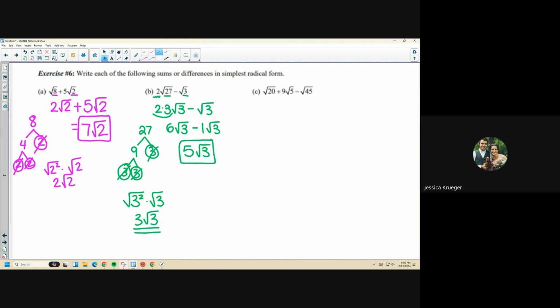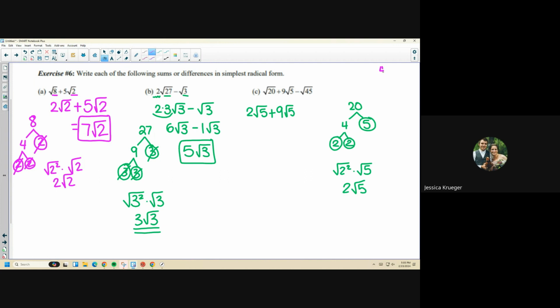Okay, part C. None of those radicands are the same. However, I know the perfect square of 4 can go into 20. So this becomes the square root of 2 squared times the square root of 5. So 2 radical 5. So square root of 20 can be rewritten as 2 radical 5 plus 9 radical 5 can't be reduced. 5 can't be broken down into any other perfect squares.